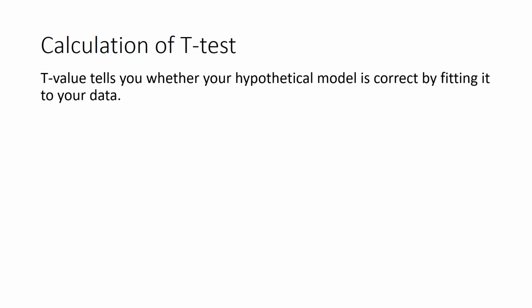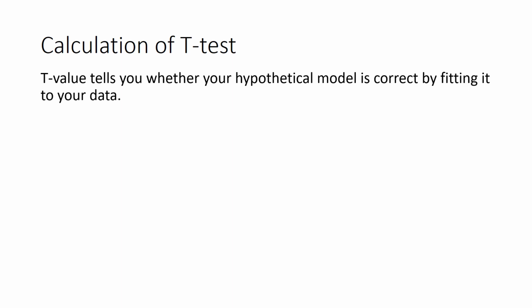So how do we know whether to accept or reject the null hypothesis based on running a t-test? Well, what t-test does is to calculate a t-value, which tells you whether your hypothetical model is good or not by feeding it to your data. If your hypothetical model is good, you reject the null hypothesis and conclude that there is a significant effect of your independent variable on your dependent variable.